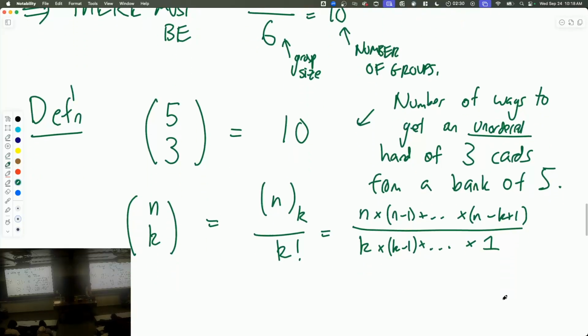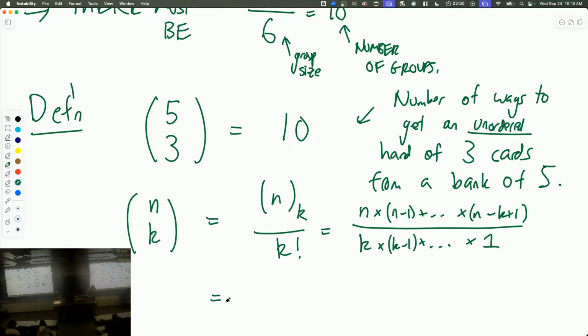Sometimes people also do something very silly: they write it as n factorial divided by n minus k factorial times k factorial. In other words, instead of starting at n and going down to n minus k plus 1, they start at n and go all the way down to 1, and then add some stuff on the bottom to balance it out. Both of those are correct. In practice, you almost always use the first formula, even though for whatever reason this one is more popular in the literature.